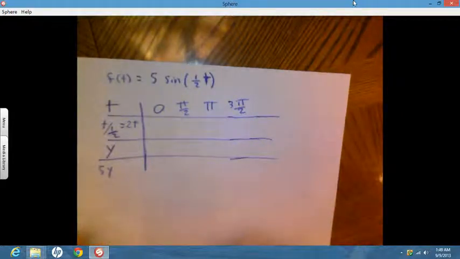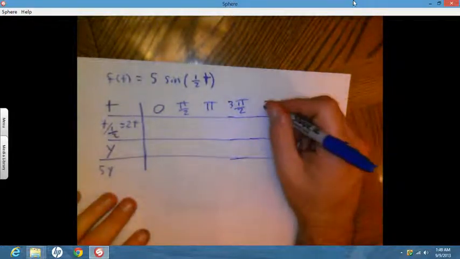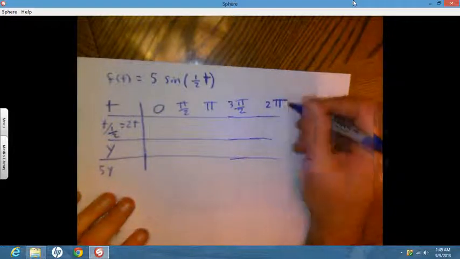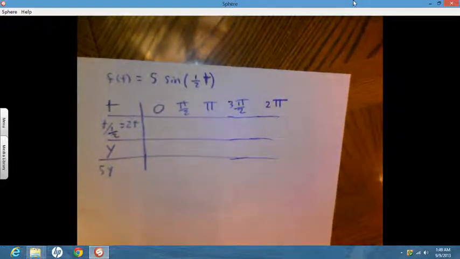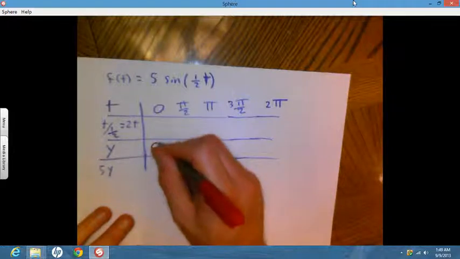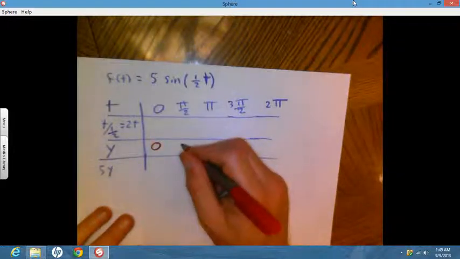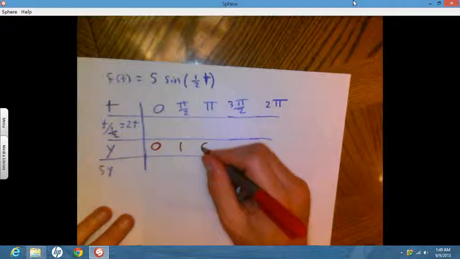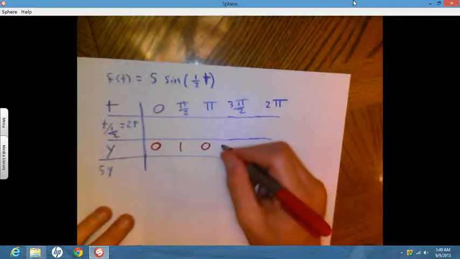Now next, I'll fill in the y coordinates at those angles. I'm going to switch to another marker. The sine of the y coordinate at 0 is still 0. At pi over 2, it's 1. At pi, it's 0 again. At 3 pi over 2, the sine value is negative 1. At 2 pi, it's 0. And now I can just multiply these by 5. This is still 0. This is 5. This is 0. It becomes negative 5.